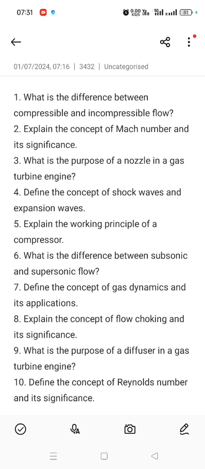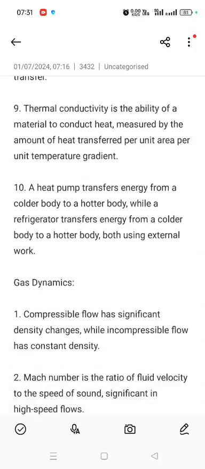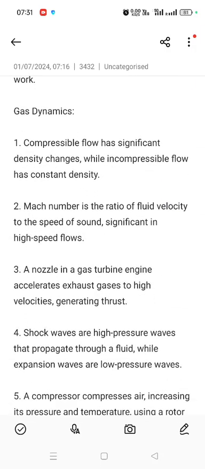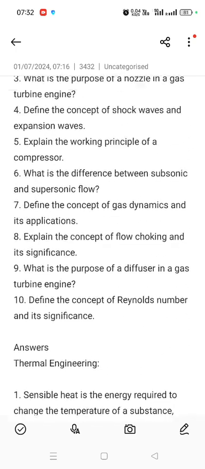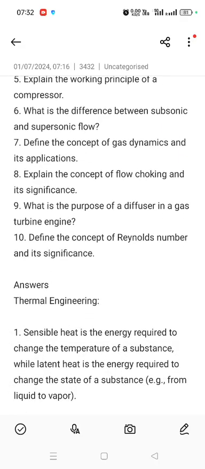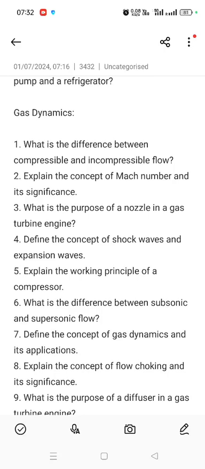What is the difference between compressible and incompressible flow? Compressible flow has significant density changes, while incompressible flow has constant density. Now next question. Explain the concept of Mach number and its significance.